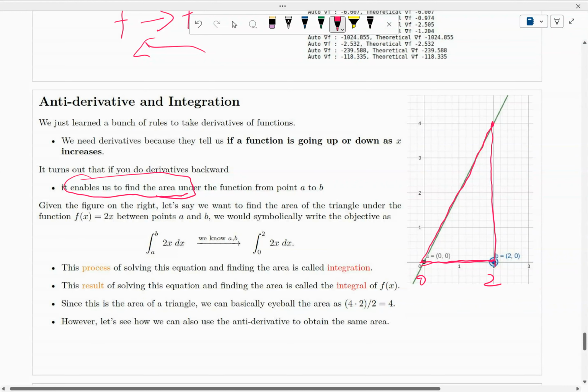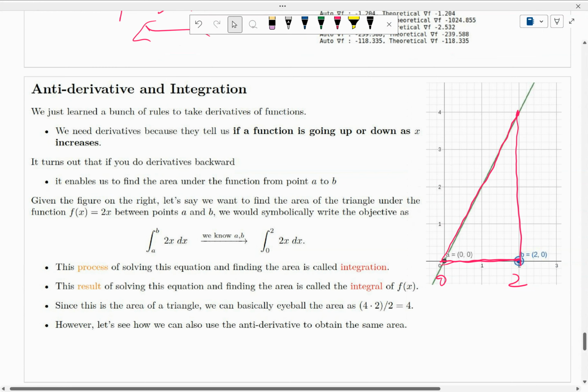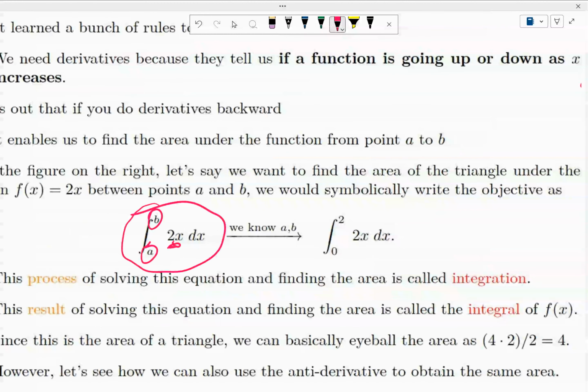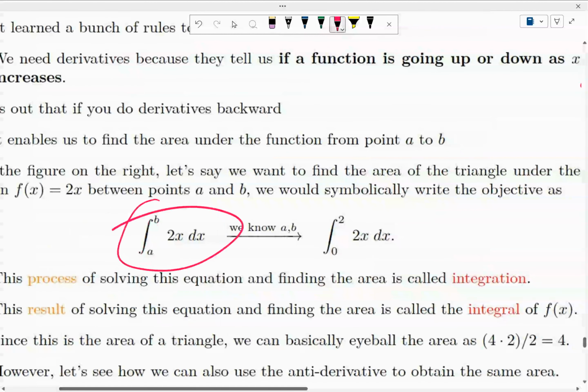Now, if you want to find the area of a triangle, hopefully from SATs, you learned how to do that. But in calculus, you can do that when you take the inverse. You do the derivative backwards. And the way we would mathematically, symbolically represent what we just said is right here: this function is 2x. So we have 2x, and we want to find the area between A and B. Symbolically, that's what this is telling us to do.